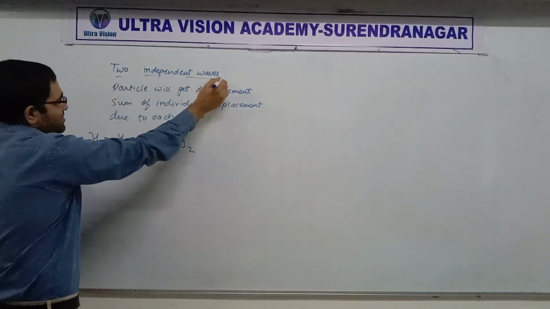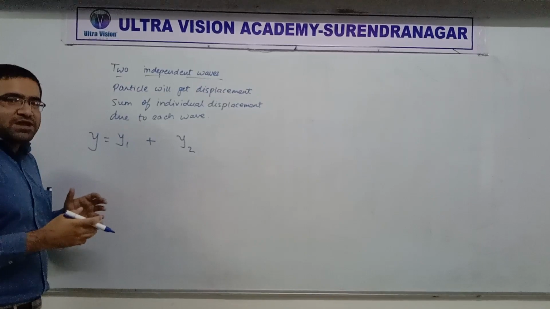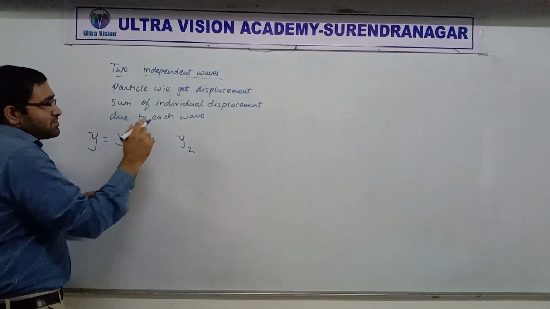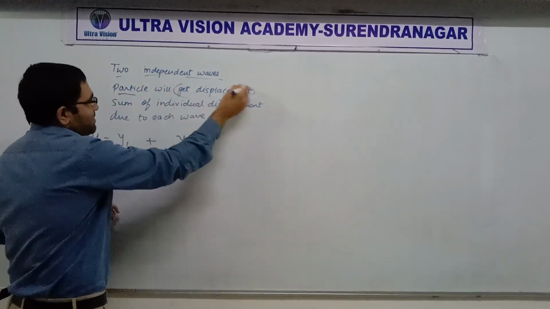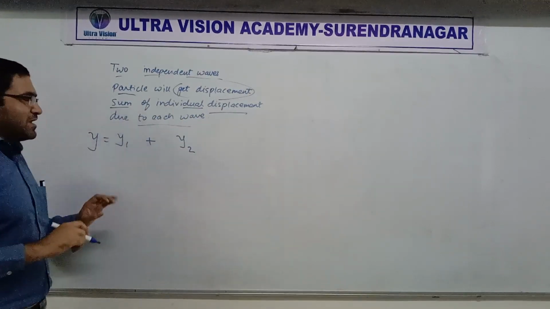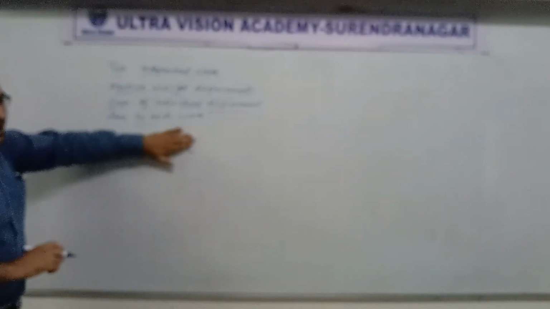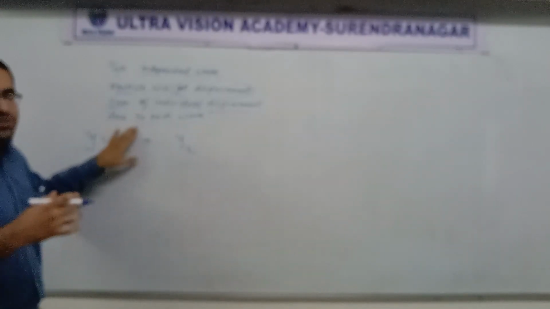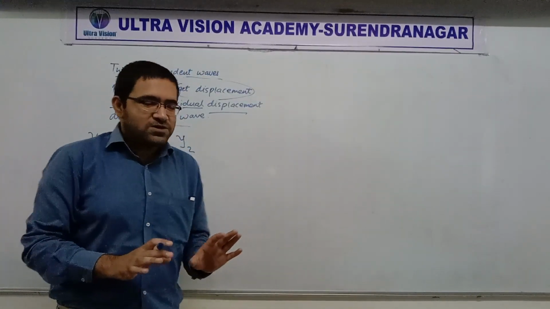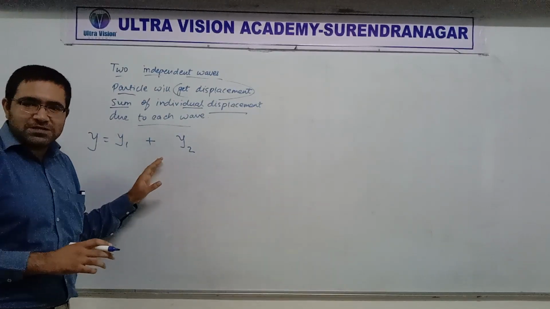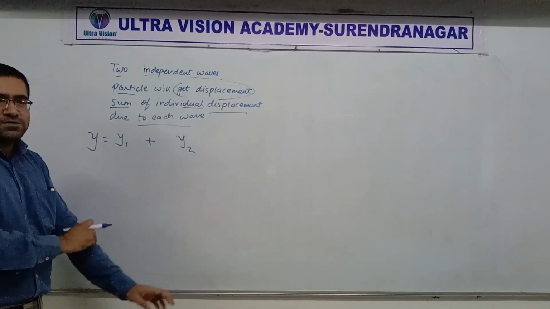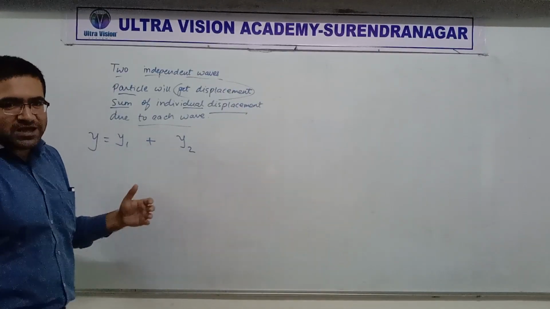We learned last time that when there are two independent waves in the same medium and they are affecting one particular point, that particle or point will get a displacement equal to the sum of the individual displacements due to each wave. That is, the first wave gives it a displacement y1, the second gives it y2, then the total displacement would be y equal to y1 plus y2. Correct? This is the superposition principle that we learned last time. Clear? Fine. Let's continue with that.